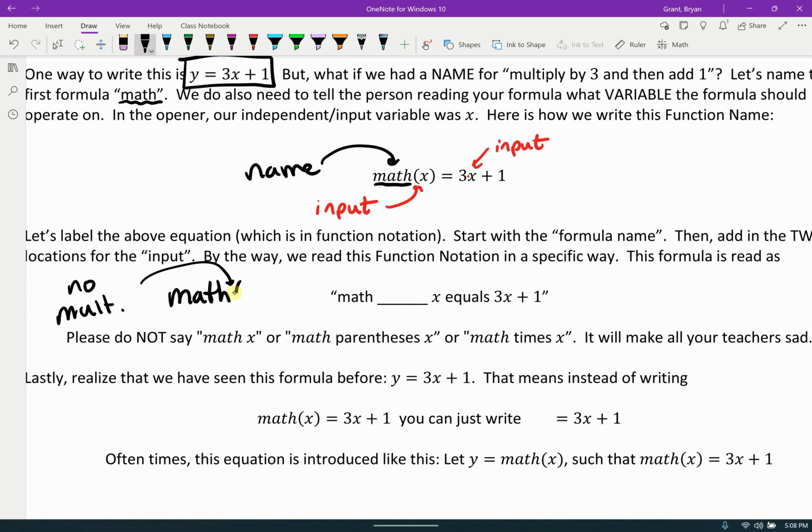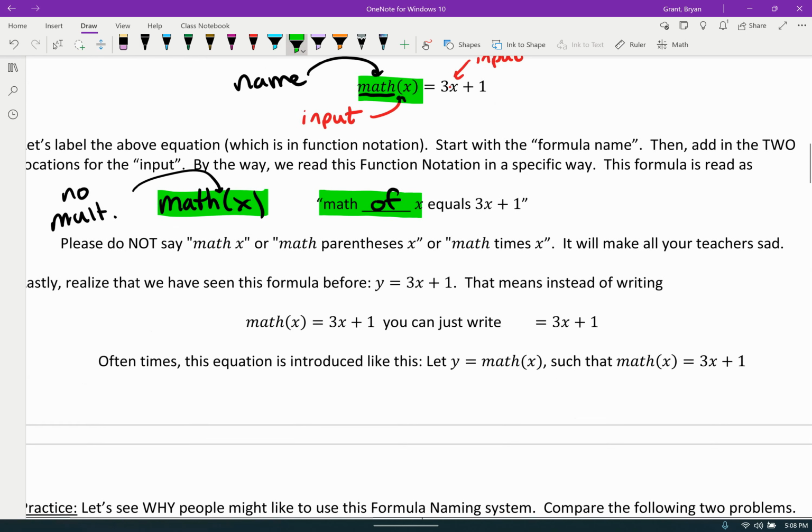I'm going to take it away. There is no multiplication there. This is a naming syntax. It's a way to name formulas in math, and there is no actual multiplication. We read this as math of x equals 3x plus 1. So this whole part I'm highlighting in green, math of x, this is math of x like this. All right? So when we look at this, we say math of x, we don't say math parentheses x, and we definitely don't say math times x. There's no multiplication there. It's just how we name formulas.